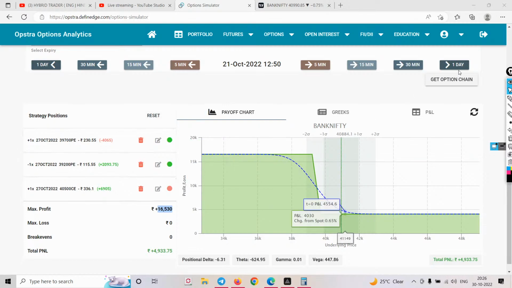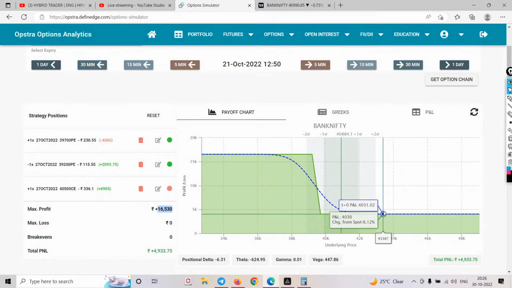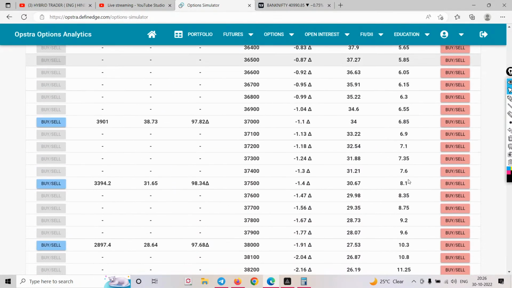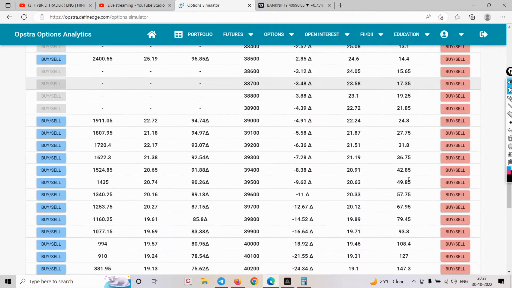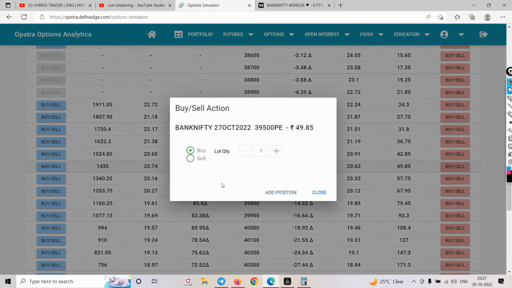Okay, I'll go to the option chain, but before that, check your profit is only 4,000 here. I'll try to sell, let's say, a put with 50 rupees of premium, maybe 57 or 49, just to get some additional credit. We all know the market is going up. So let me sell this put at 49 rupees. That's it. I'll sell one.